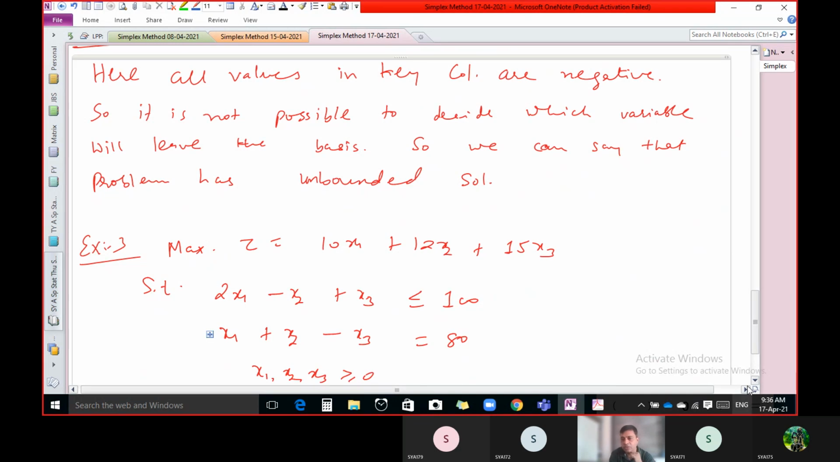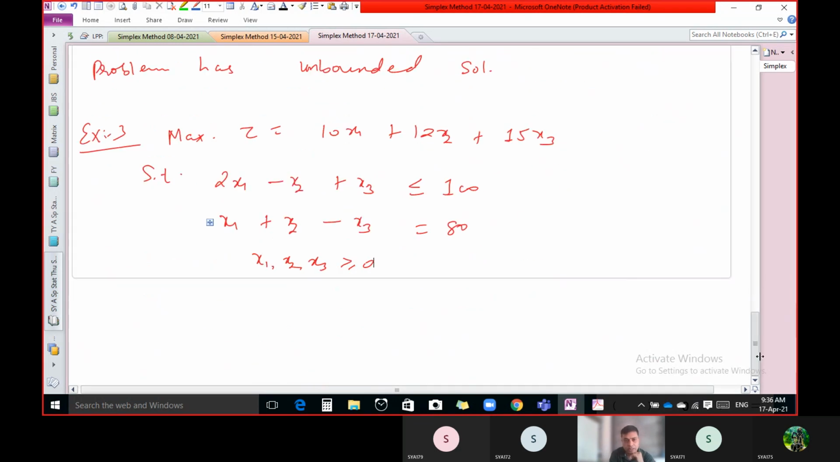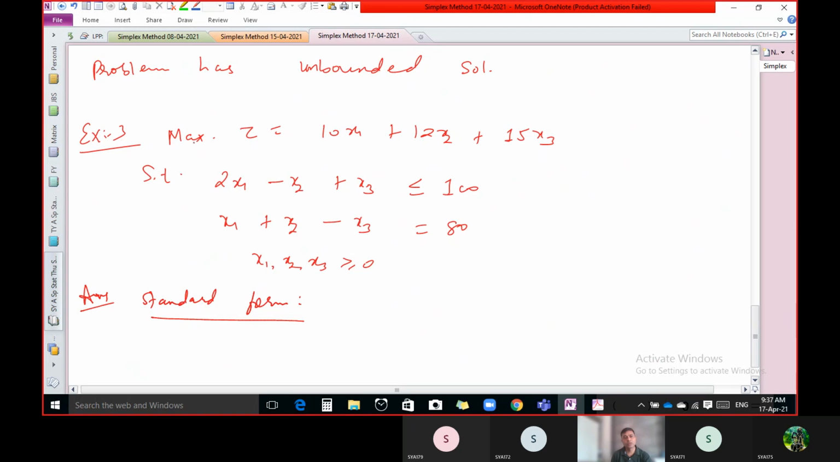Okay, now in this question, see what we have to do. First step, convert the problem into standard form. Our objective function is in maximized form. We want the objective function in maximized form and it is available in maximized form. So keep this as it is.